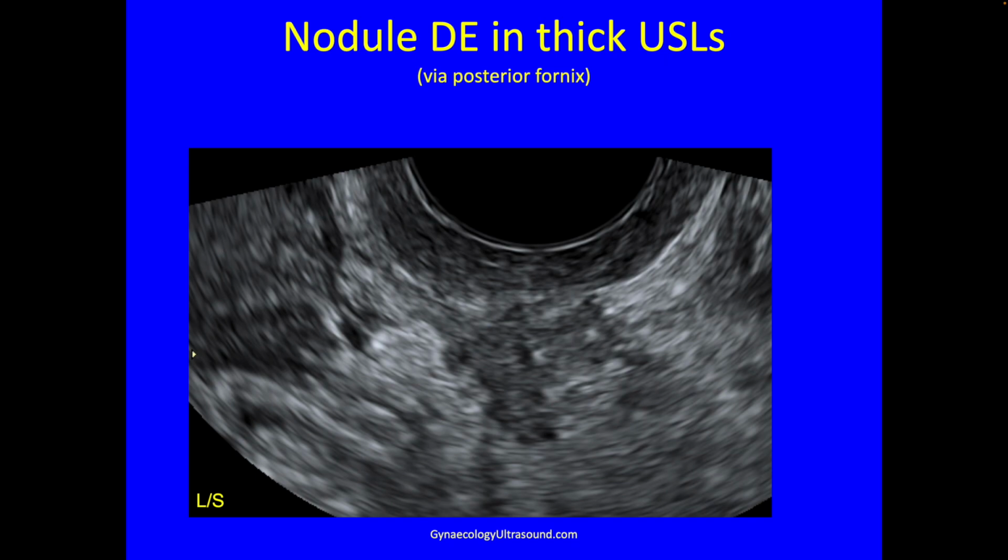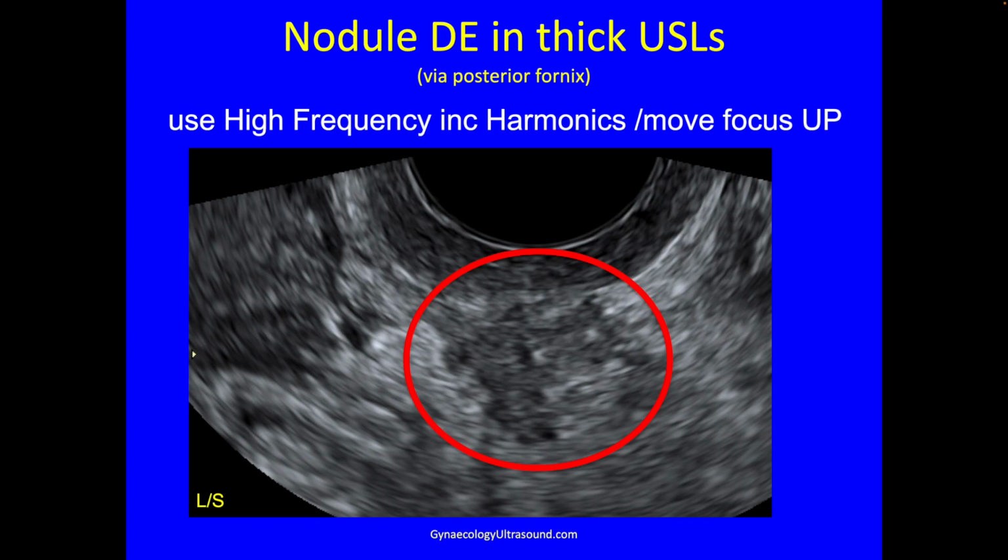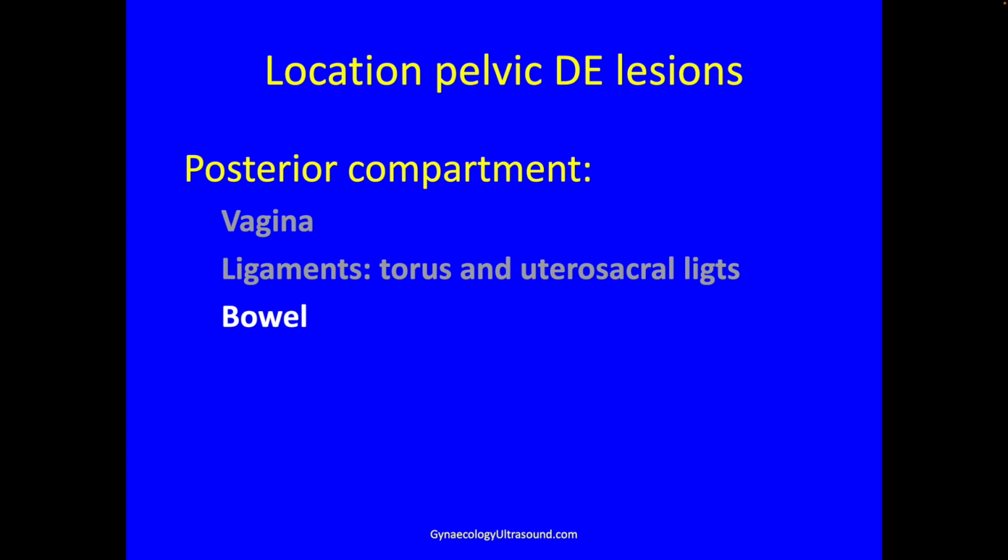So a nodule of deep endometriosis in these thick uterosacral ligaments would look like this. I'm in the posterior fornix, the cervix is over that way. Here is vagina. This white is the fibrosis, or maybe it's in the uterosacral ligament. And then I've got my focus here, and I've got my frequency as high as it will go into the highest range of harmonics. And that's when suddenly you'll see this nodule of deep endometriosis at the tip of your probe. So that was vagina and ligaments.